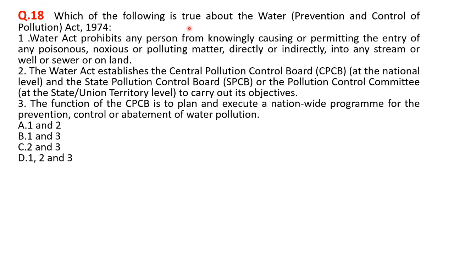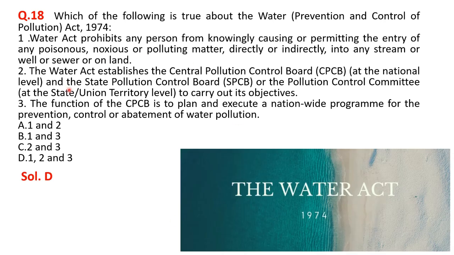So next question, which of the following is true about the Water Act 1974? Certain characteristics of this act are given. If we read here, then option D is right, that is, all options are right. The Water Act prohibits any person from knowingly causing or permitting the entry of any poisonous or noxious or polluting matter directly or indirectly into any system or well or sewer or on land.